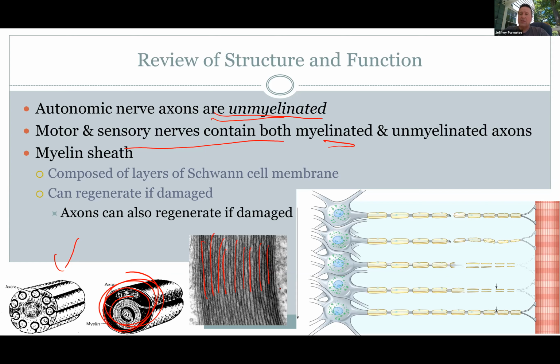And they can regenerate, like I say, if you cut an axon, it will start sending out little rootlets and try to find those. Schwann cells will kind of try to guide it so it can reconnect. But if it's not close enough, it won't reconnect.